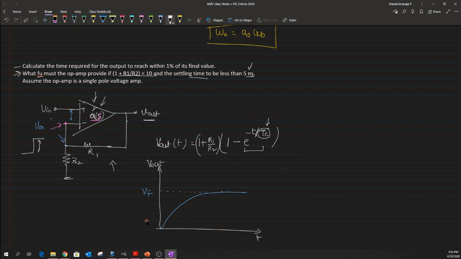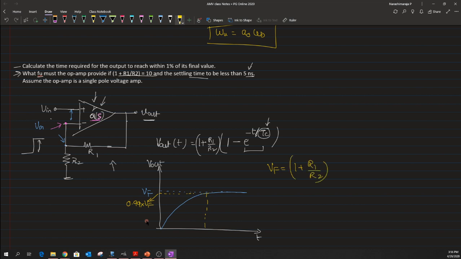So what it really means is that let me try to read out the first question over here. The first question basically asks how much time is required to reach 1% of its final value. So what it really means is that we are looking for a time where at this particular time we have reached 99% of its final value, or 0.99 times the v final value. Now you might wonder what this v final basically is. Now v final is nothing but v out when t goes to infinity, okay.